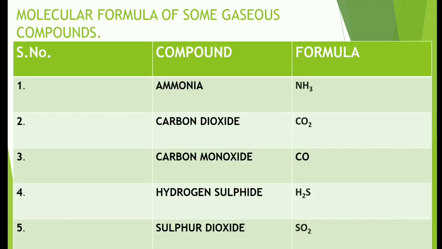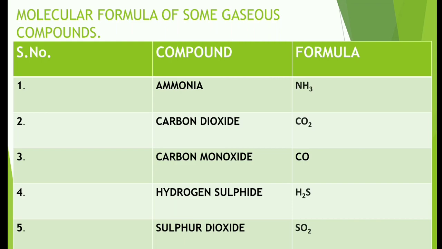Now we will see molecular formula of some gaseous compounds. Gaseous compound means those compounds which are in gaseous form, which are not solid or liquid but they are gases. First is ammonia. Ammonia, the formula is NH3.